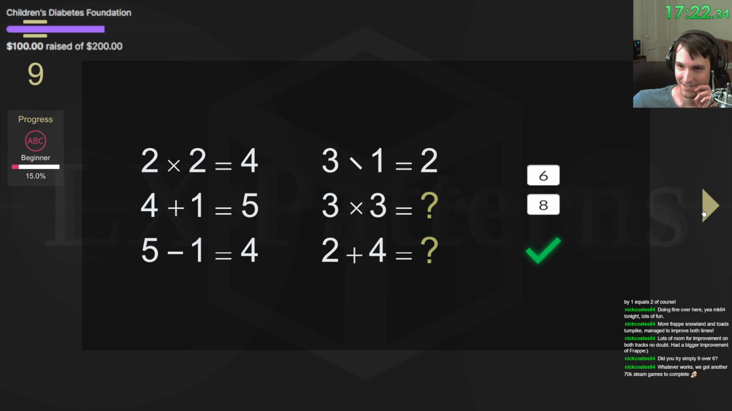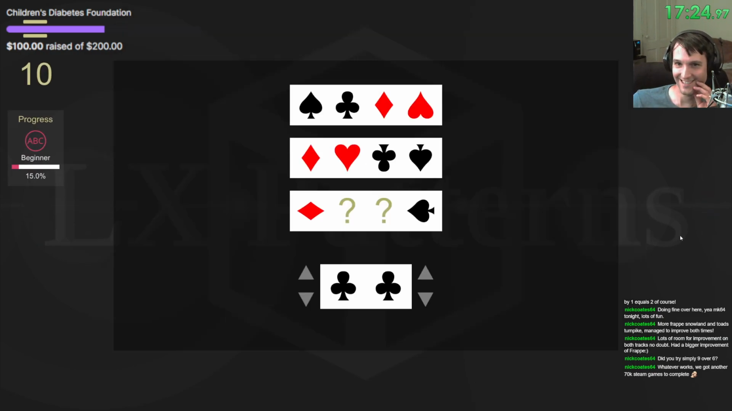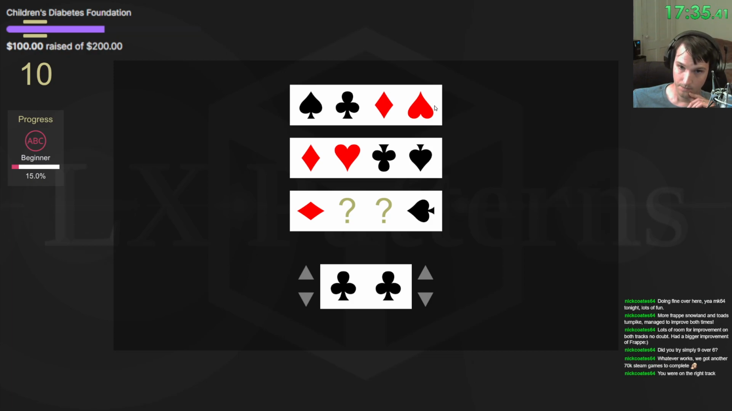Okay, well, that's one of those. Oh, okay, like I told you. Okay, anyway. So we got spade, club, diamond, upside down heart. I was on the right track, yeah, I know. So the spade and the club, the diamond and the heart. So everything flips upside down and turns. So that means it's heart here and oops. Club there.